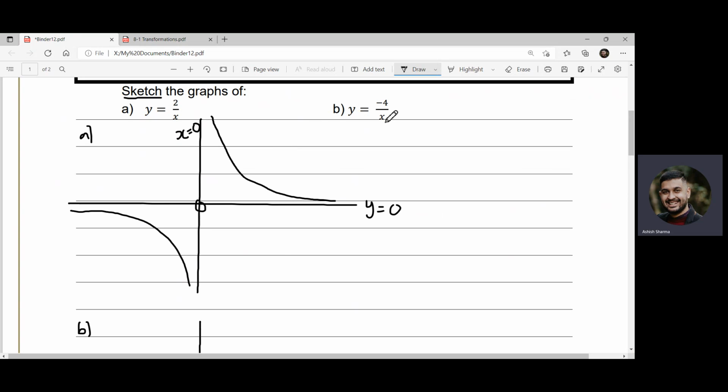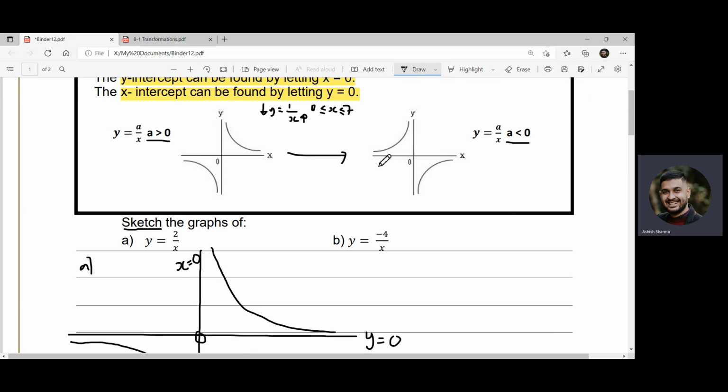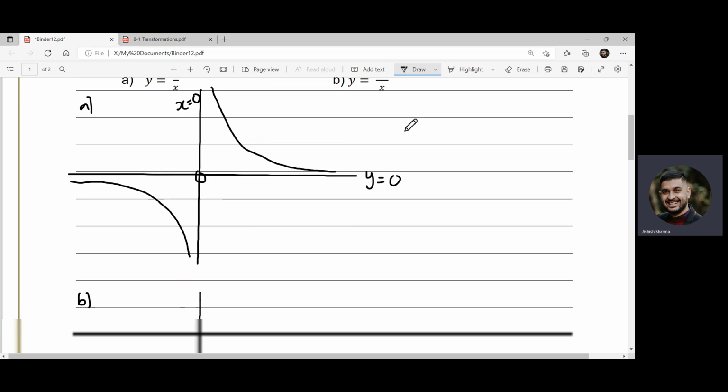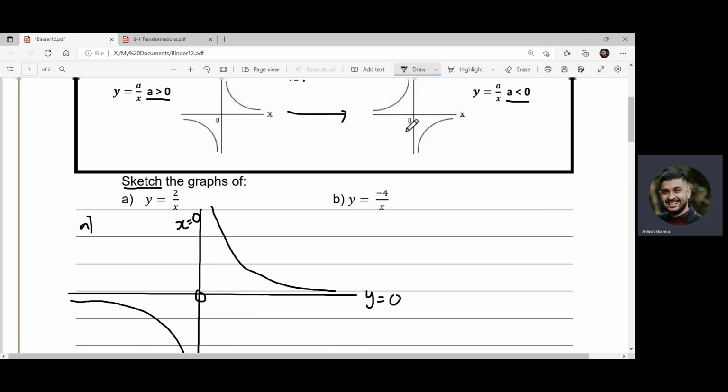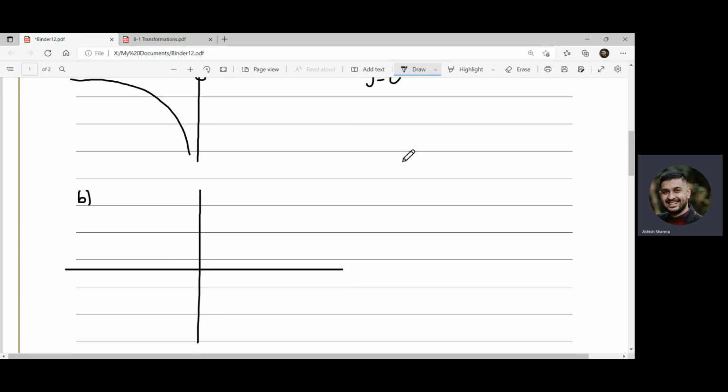Now we've got y equals minus 4 over x. Again, when you have a negative value on top of your x, the general shape will look like this. And we don't need to be very, very concerned with the steepness of the gradients. We just need to get the general shape correct. Okay, so as long as I can emulate that, I will be fine. And I'm using my trusted tablet here.